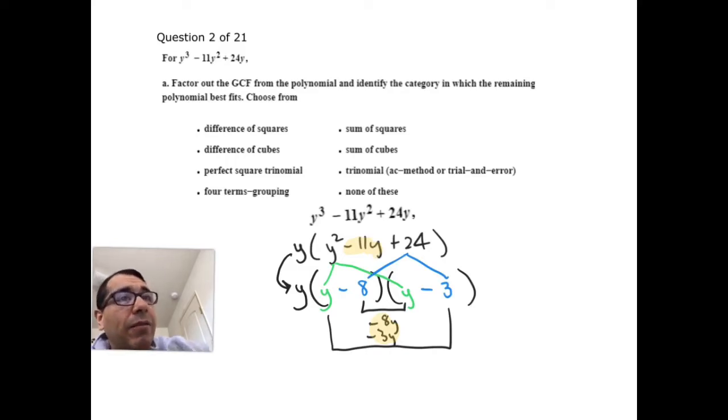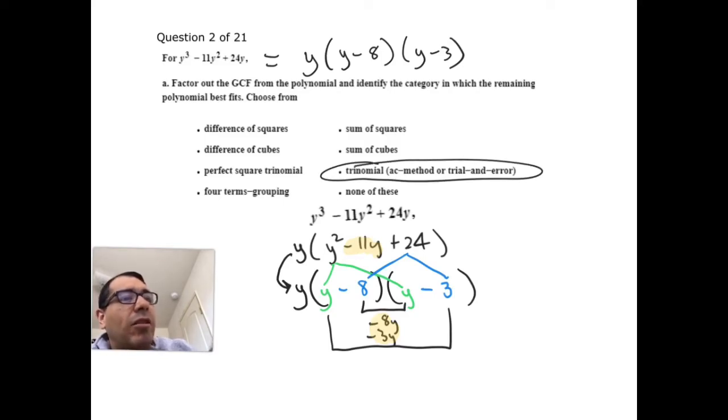So there's our answer. Let me rewrite it over here. When I factor this, we got y times the quantity y minus 8 times the quantity y minus 3. So we again saw we had a trinomial. I like having this little checklist here to make sure I go through all my options. All right, let's take a look at another one.